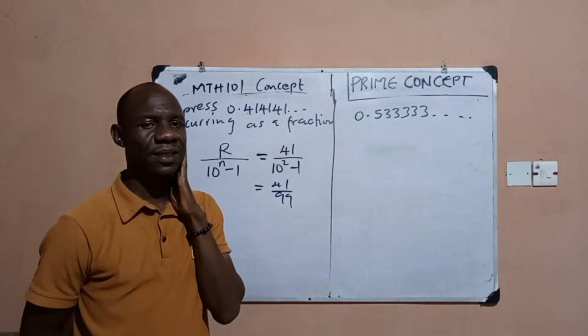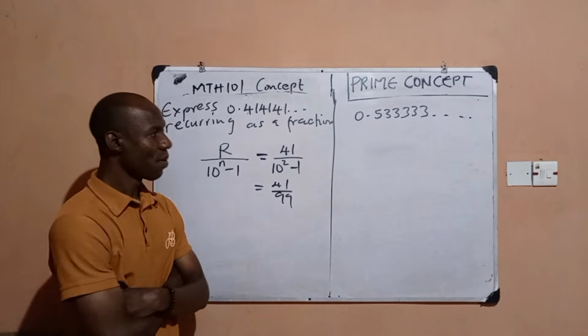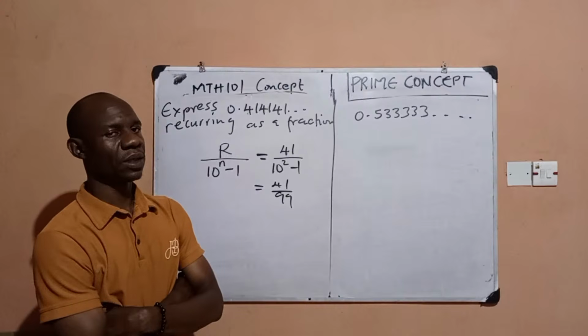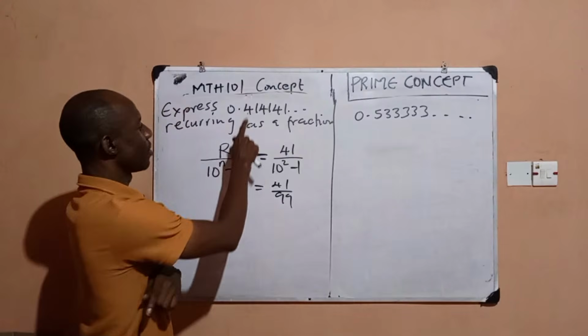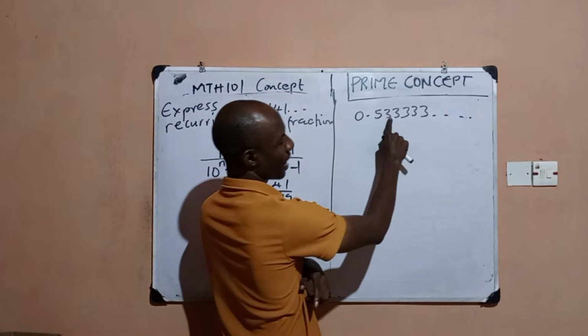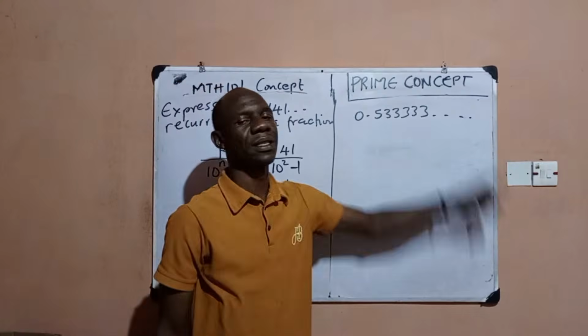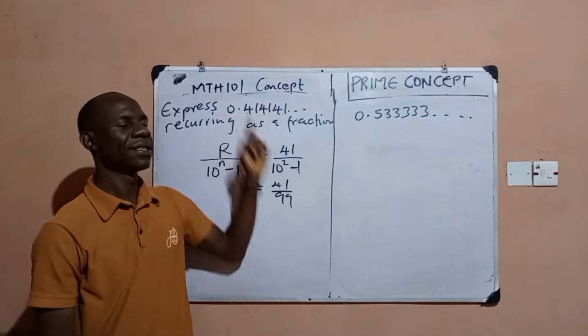Let me give you 30 seconds to attempt and I'll do it for you. I'll show you maybe two ways of doing that. You will notice in this case you have 4, 1, 4, 1, but in this case you have 5, then you start having 3, 3, 3, 3 recurring. So it's not exactly the same as this.